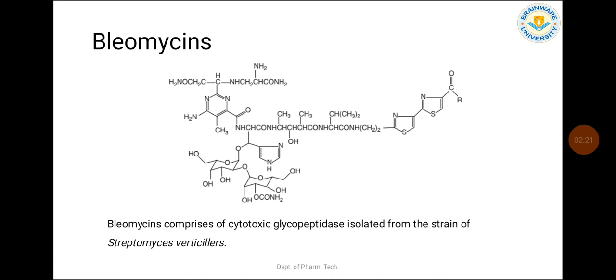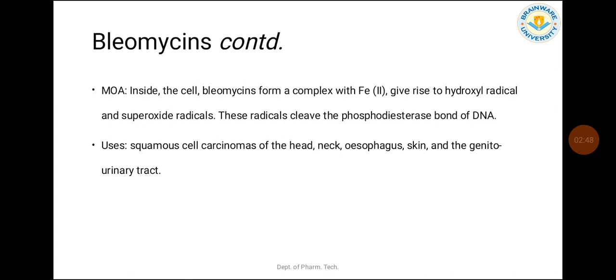Then coming to bleomycin, which has a very big antibiotic structure. It is a complex antibiotic where different aminoglycoside and amino molecules and different amino acids are there. Bleomycin comprises cytotoxic glycopeptides isolated from the strains of Streptomyces verticillus. These are glycopeptides, cytotoxic also. Mechanism of action of bleomycin inside the cell: bleomycin forms a complex with ferrous iron, giving rise to hydroxyl radicals and superoxide radicals. These radicals cleave the phosphodiester bond of DNA.